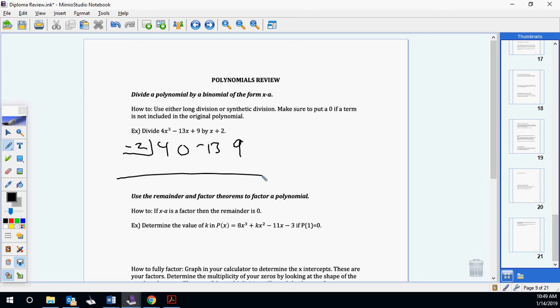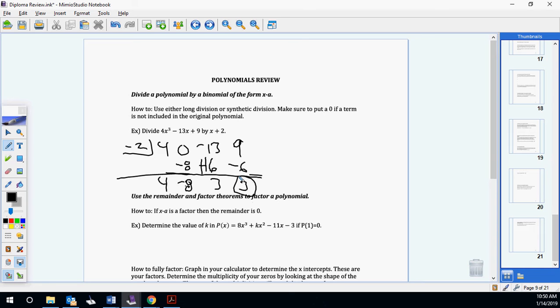Remember, to start, you drop the 4 and you multiply by the negative 2. Negative 2 times 4 is negative 8. Add negative 8. Negative 2 times that is 16. Get 3. Negative 8. Positive 16, like Fo just said. 3. And then we have negative 6. So we get 3 is our remainder.